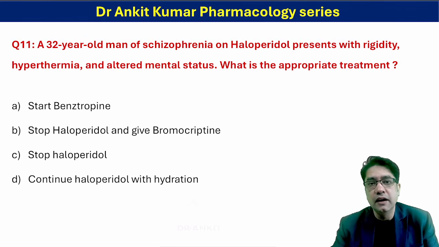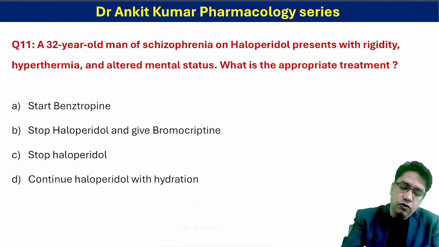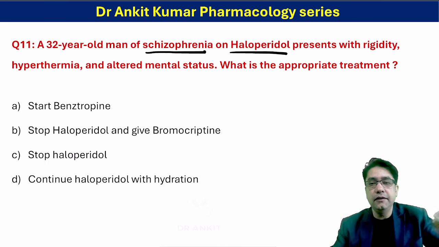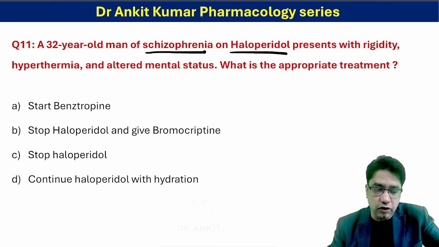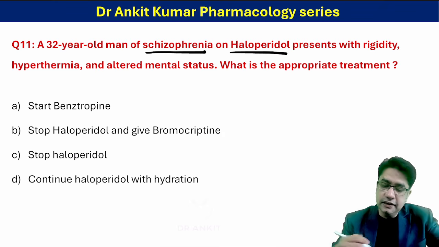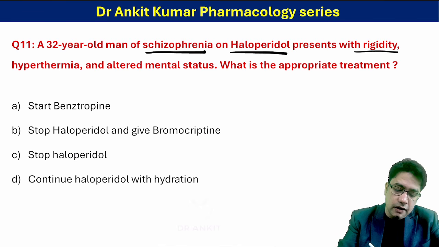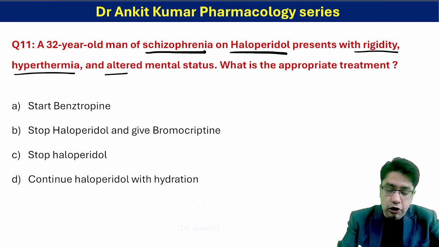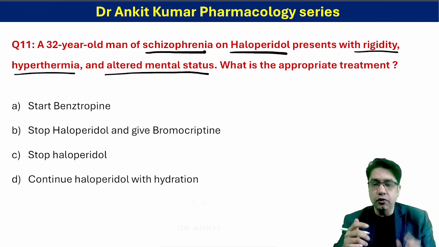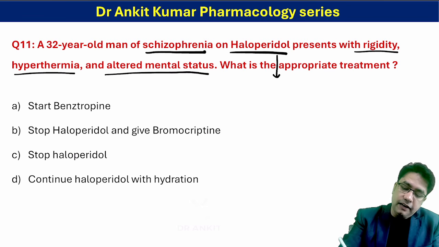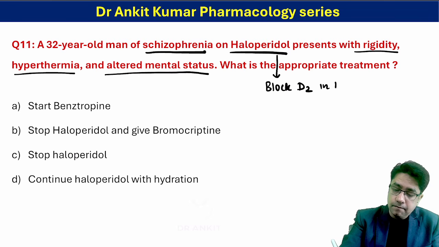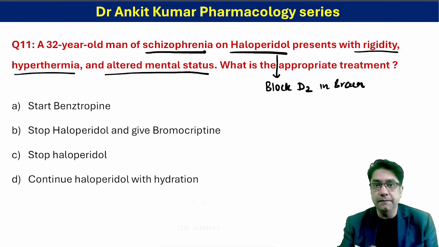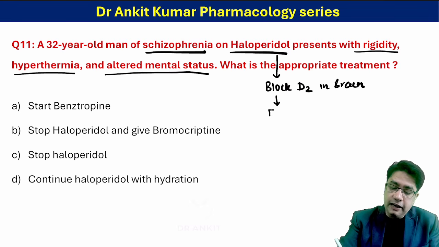Next question. A 32-year-old man with schizophrenia was started on haloperidol. Haloperidol is an antipsychotic drug given for the treatment of schizophrenia. Now, this patient came with rigidity, hyperthermia, altered mental status. So don't you think haloperidol or antipsychotic drugs block dopamine receptor in brain, especially in basal ganglia, and it can lead to extreme rigidity.